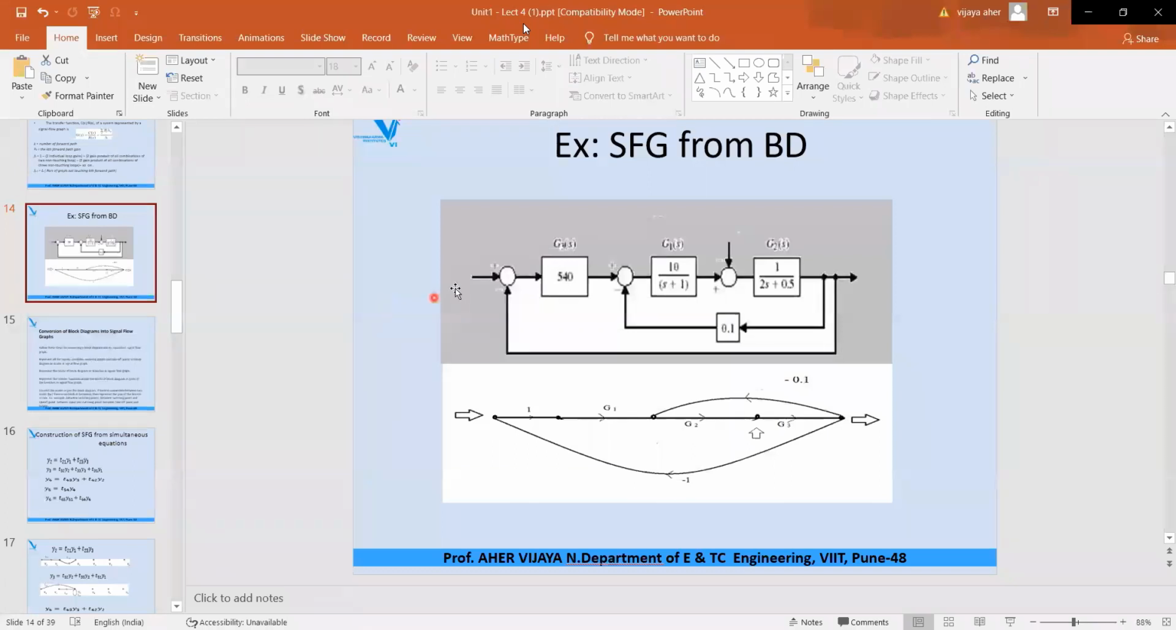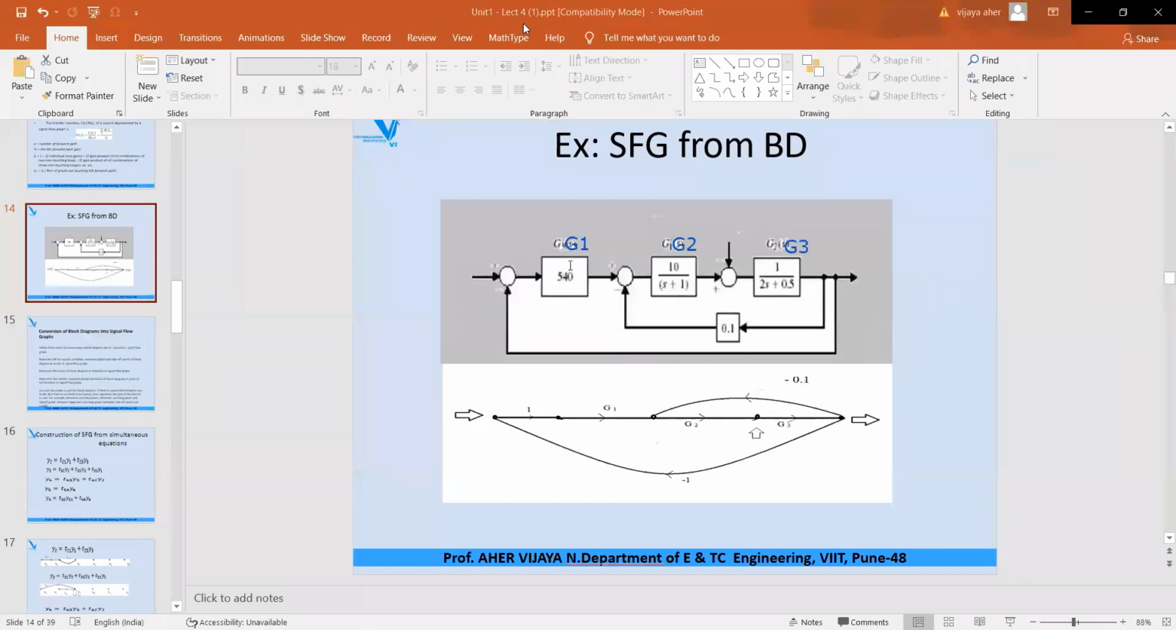So this is nothing but input. Starting from this is R of S, this with plus sign. This is feedback signal with minus sign. This is say G1. इथे sequence वेगळा दिलाय मी. So consider this as G1 of S, second one is G2 of S, third one is G3 of S.